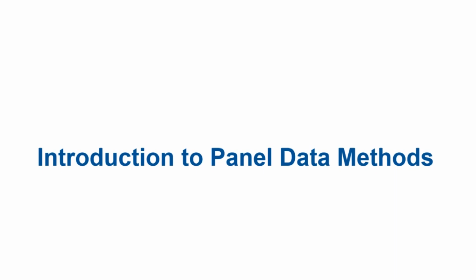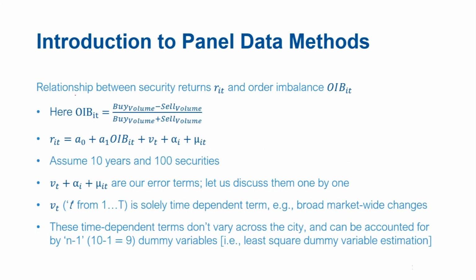In this video, we'll provide a brief introduction to panel data methods and the background and setting to the problem statement. Order imbalance is a very important variable in financial markets. Its construction is done by buy volume minus sell volume divided by buy volume plus sell volume. Volume here can be either dollar volume or number of shares or number of orders. This measure is a very important measure of information arrival. It varies from -1 to +1.